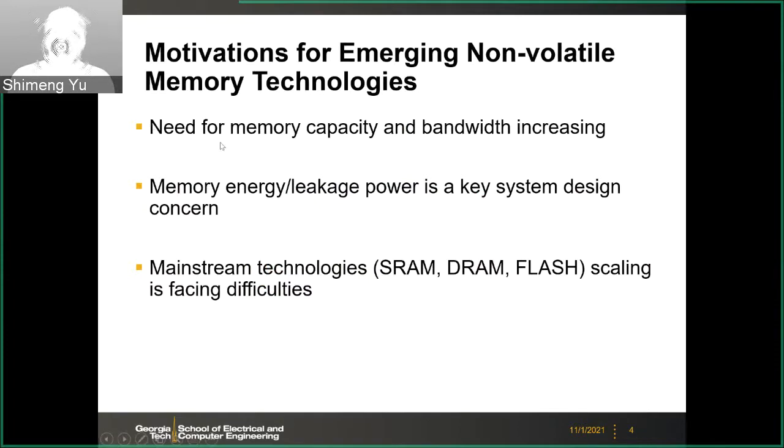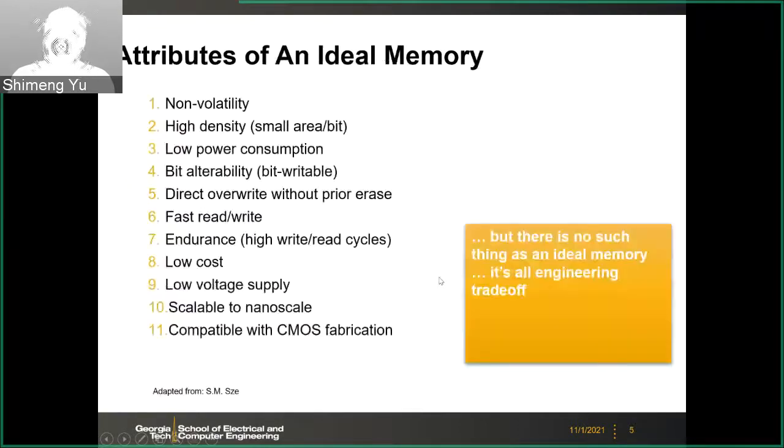So that's the motivation for the emerging non-volatile memory technologies. We need larger memory capacity and ever-increasing bandwidth to meet the demands. And then the energy consumption and leakage power is also a concern for the system design. And many of those mainstream technologies we discussed so far, like SRAM, DRAM, flash, are facing challenges in future scaling. Then what would be the attributes for an ideal memory?